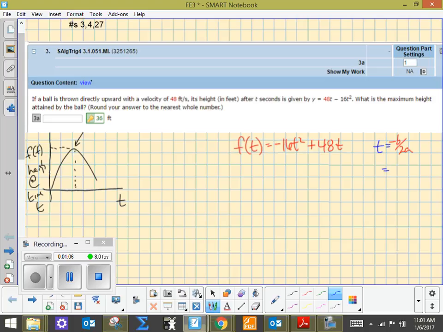So opposite of b is negative 48. Over 2a would be negative 32. That's going to reduce to 3 halves. So that's the time that we reach our maximum height.